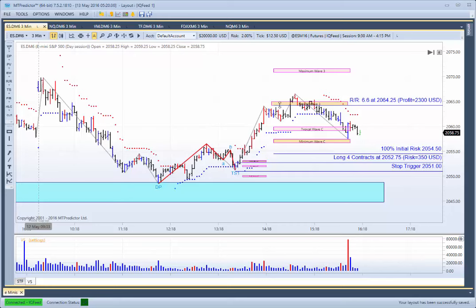As you can see, that's exactly what the market did, coming to this level, where here a very nice profit was taken of approximately 6.6R, or 6.6 times greater than the initial risk.